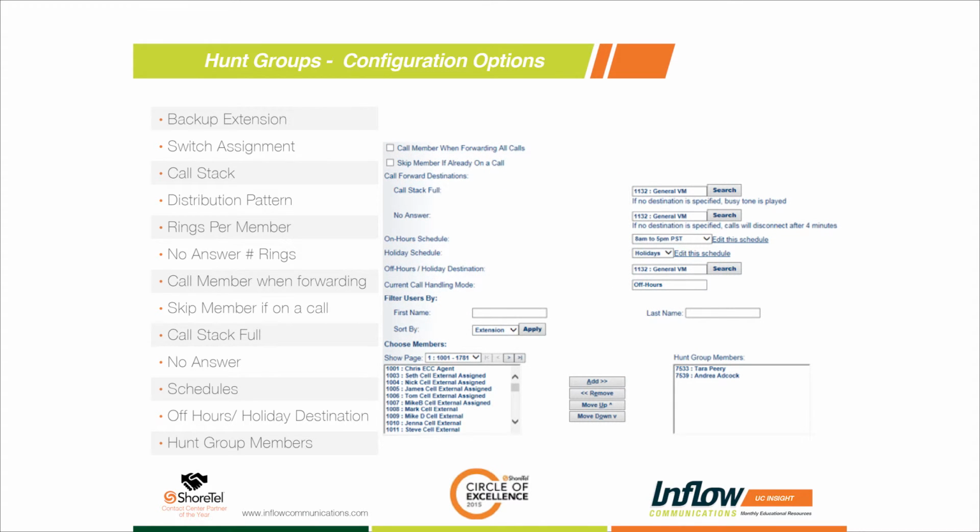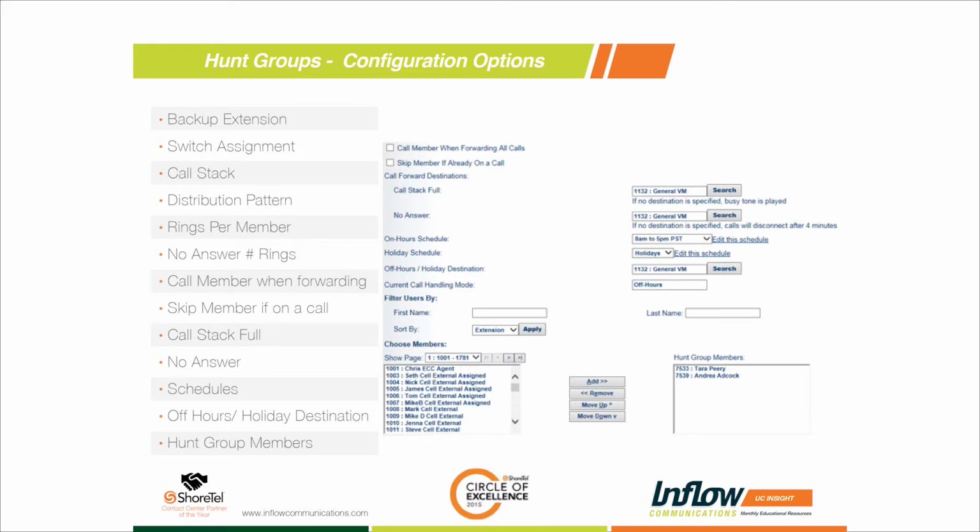As I scroll down the screen, if you were to look in your Shoreware Director, it's just one big long screen, my 2 screenshots. We have our options of calling members when they're forwarding calls. So if you're forwarding calls to your cell phone or to another user, do you want to allow the hunt group to follow that call routing decision?